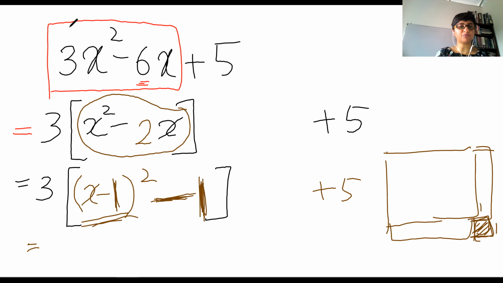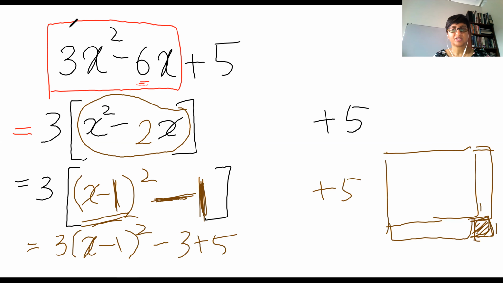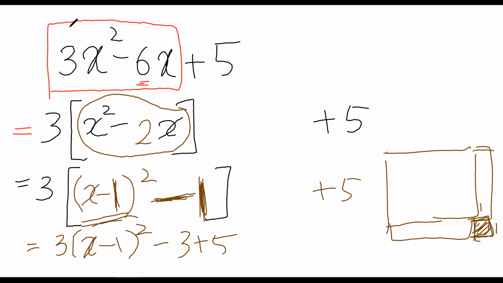And you just have to now clean this up. If you like, let's multiply everything by 3 here. So this will be 3 times (x minus 1) squared minus 3 plus 5. Now I brought the 5 near. So finally this is going to be equal to 3 times (x minus 1) squared plus 2, since minus 3 plus 5 is plus 2. That's your perfect square. Whenever you have a coefficient in front of the x squared term, from those two terms, you take that out and then you do the process.